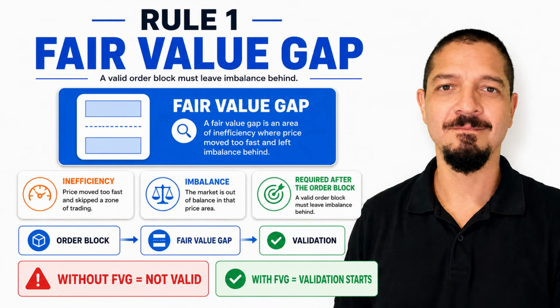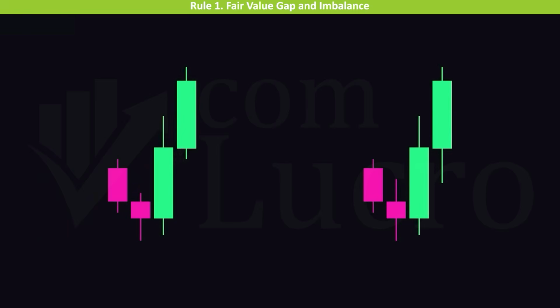For price to qualify as an order block, it must create a fair value gap immediately afterward. This gap is often referred to as inefficiency or imbalance. Whenever you hear these terms, they are simply different ways of describing a fair value gap in price delivery. To make this clearer, let us look at an example.